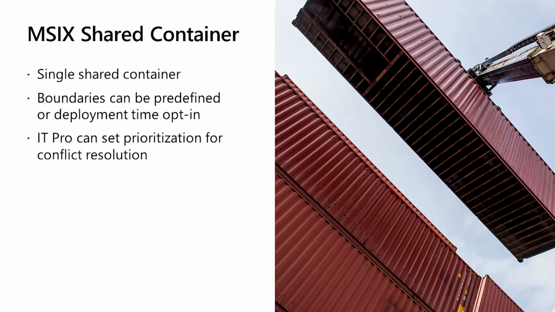So, if I had like 3 or 4 apps that shared common registry and common files, I could proactively say, hey, here's a set of my container boundaries. And then as those apps are deployed, they get deployed into a single shared container. As an IT Pro, I can set the priority for conflict resolution. So we know sometimes they might fight for a certain registry entry, and the order is the right way to do that.